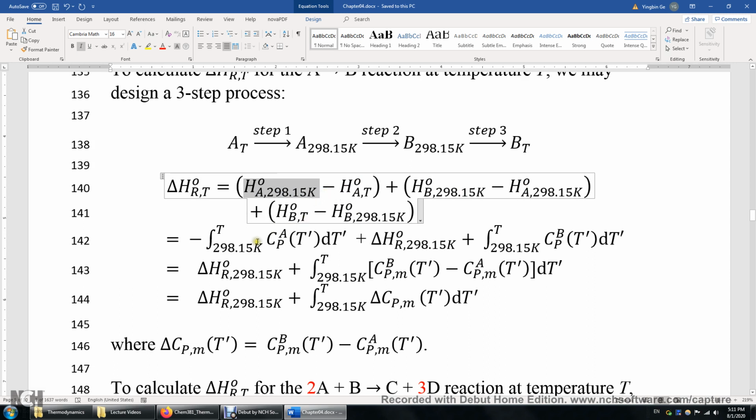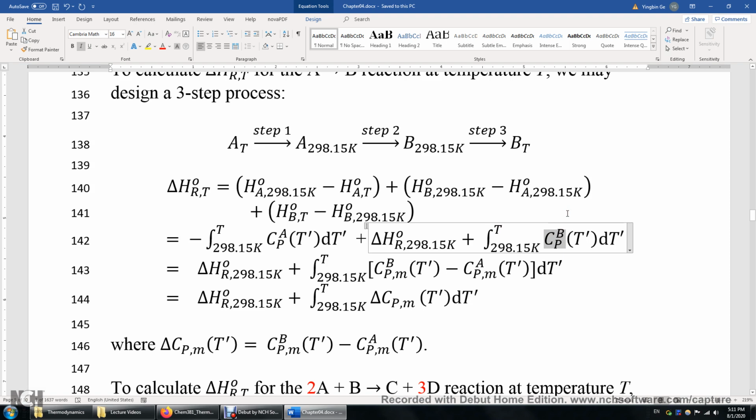In step 1, it's just the integral of Cp dT, from temperature T to room temperature. However, for convenience, I'm going to swap the lower and upper limits by putting a negative sign in front of the integral. Again, if you swap the lower and upper limits of an integral, you need to put one additional negative sign there. Then step 2 is simply the enthalpy of the reaction at room temperature. In step 3, we change the temperature from room temperature to the target temperature, and we need to include the Cp of B inside this integral.